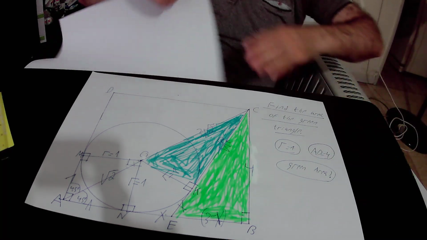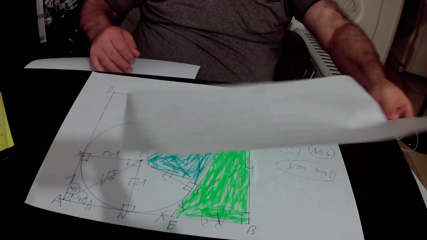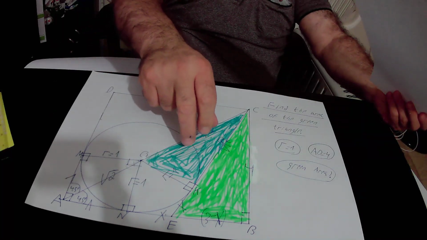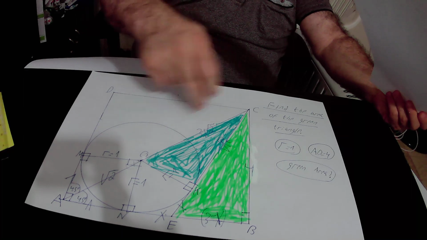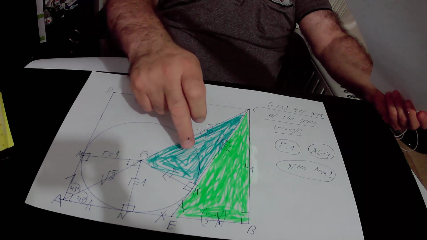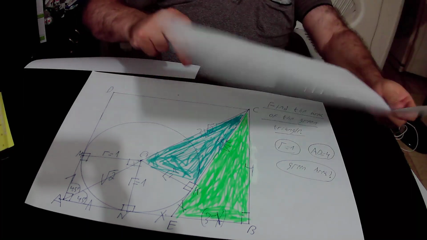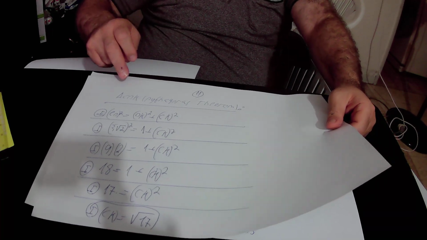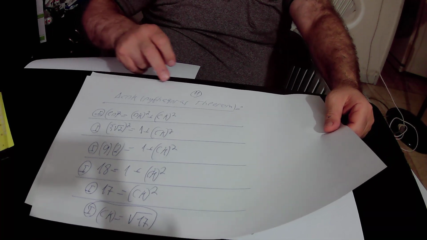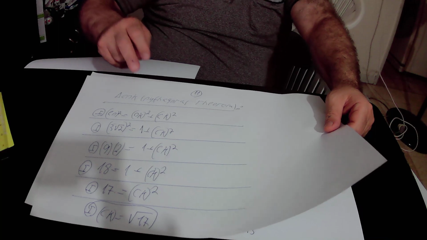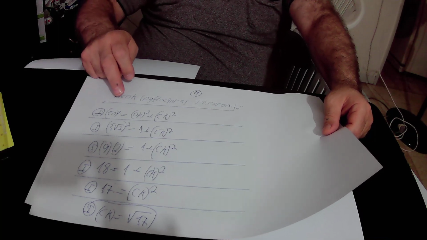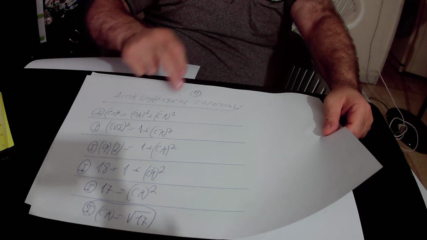Then we focused on the blue right triangle, triangle COK. We implemented the Pythagoras theorem in this blue right triangle. The square of the hypotenuse equals the sum of the squares of the perpendiculars. That is to say, CO square equals OK square plus CK square.